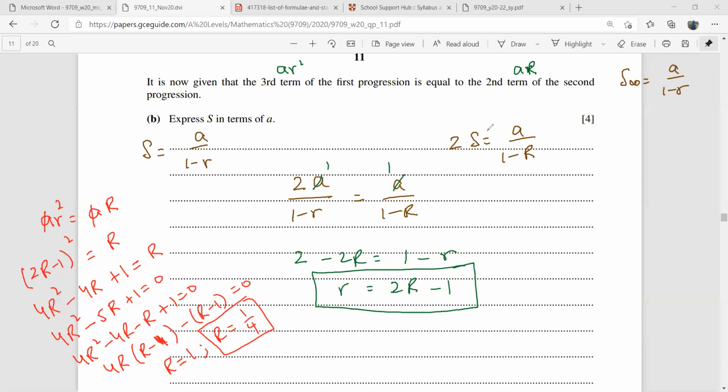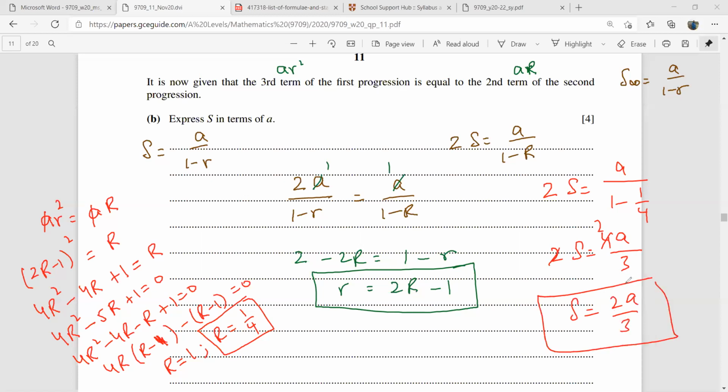Okay, so we have to find the S in terms of A. So let's put this here. This is 2S, that is equal to A over 1 minus 1 over 4. This is 2S equal to A over 3 over 4, that is 4 over 3. So this S is going to be 2A over 3.